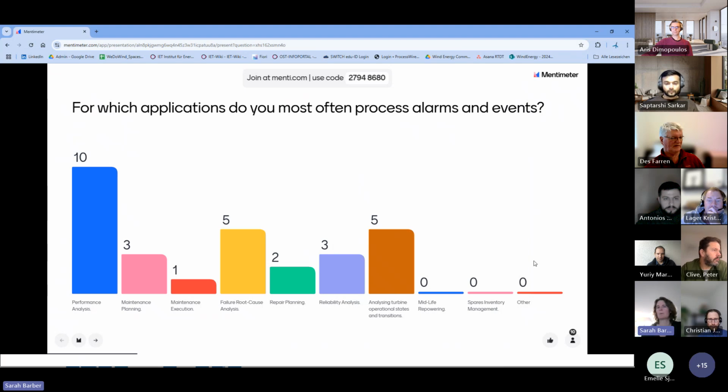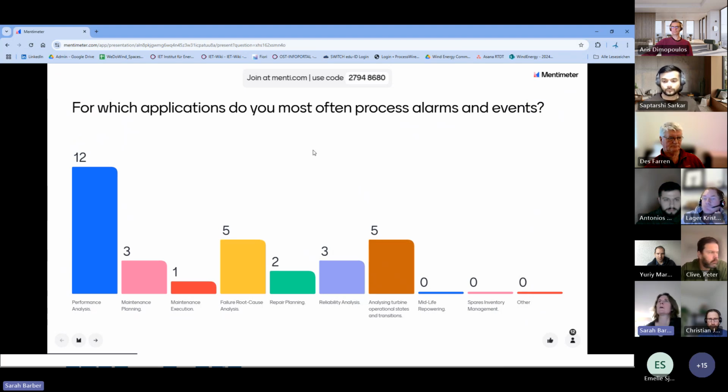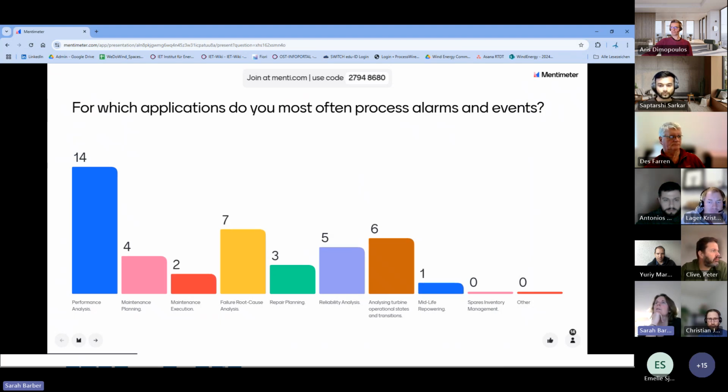So we've got 10 people responded. Looks like about the same amount of people as we have in the call. The highest is performance analysis. I think it was multiple answer anyway. I think there's more answers than there are people. So performance analysis is the highest, followed by failure root cause analysis, followed by analysing operational states.